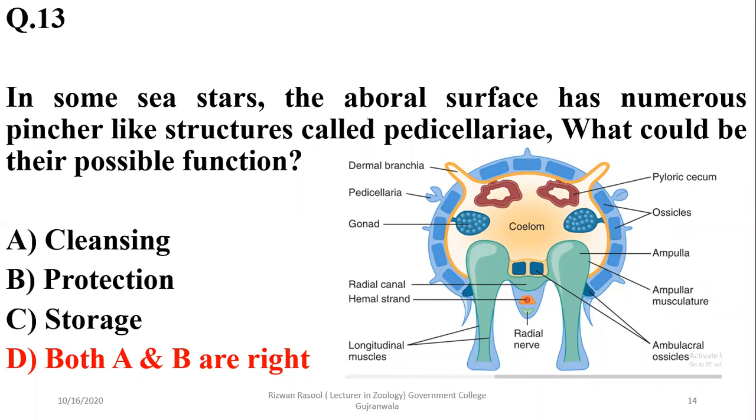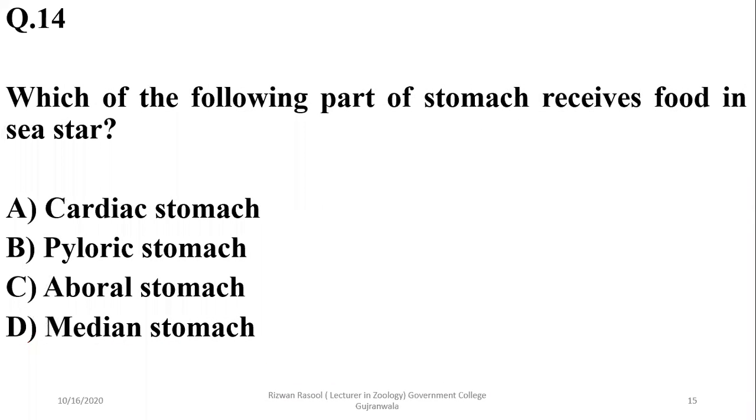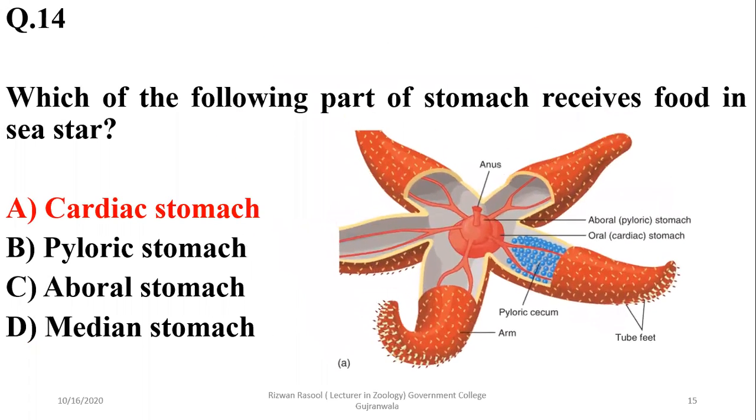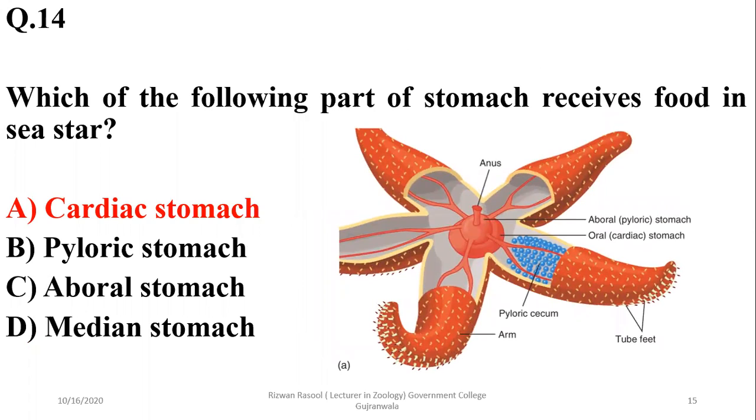Number 14, which of the following parts of the stomach receives food in a sea star? A sea star receives food by the cardiac stomach, which is known as the oral stomach and is found on the lower side. As you can see over here, this is the oral stomach which receives food, and then comes the arboreal or pyloric stomach, which is slightly smaller as compared to the oral stomach, and it leads towards the anus for the removal or egestion of undigested food or substances.